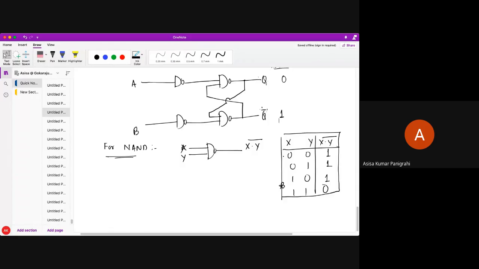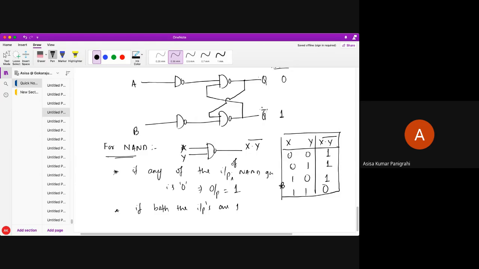So what I'm saying here, for the NAND gate, you can observe one very peculiar thing. If any of the inputs of the NAND gate is 0, then my output is 1. You can see over here, if any of the inputs is 0, my output is 1. Now if both the inputs are 1, then what is my output? 0. Are you seeing?